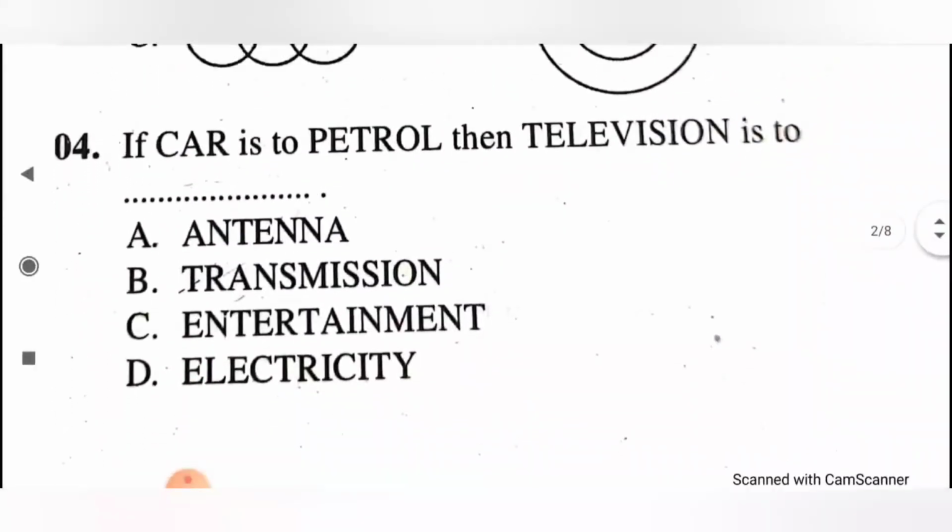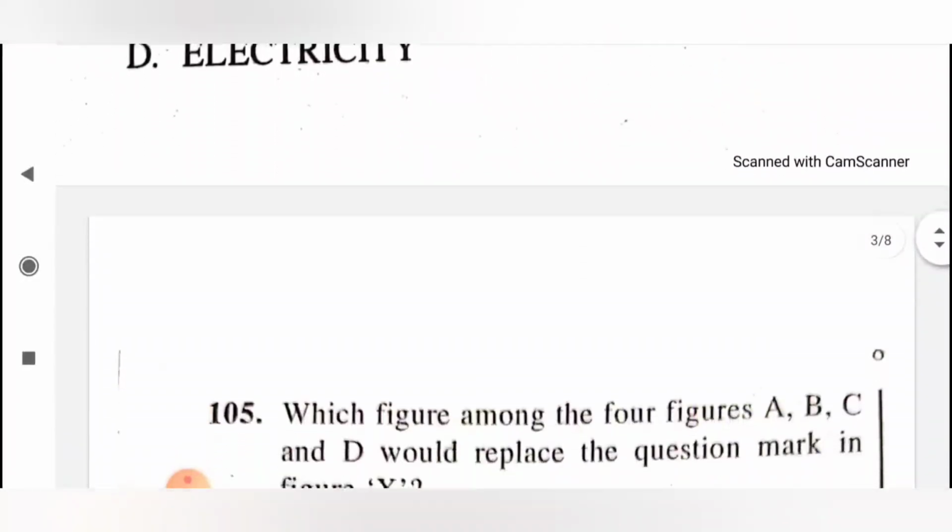Fourth one. If car is to petrol, then television is to dash. To run a car, we need petrol. Similarly, to run the television, we need electricity. Option D, electricity is the correct answer.